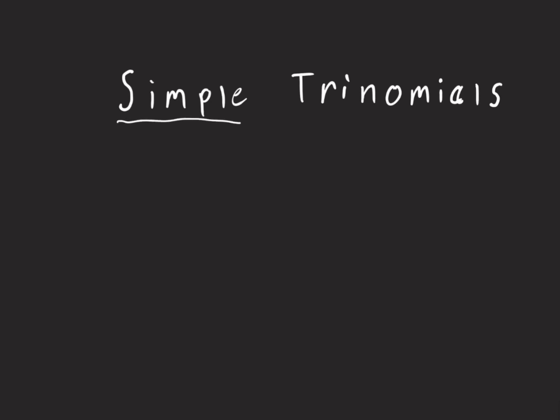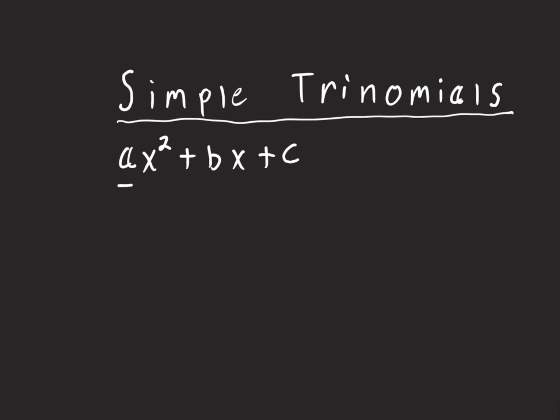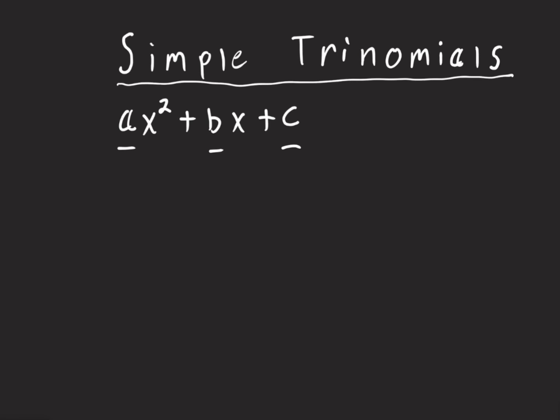So in today's video, we're going to be looking at simple trinomials. Now, a simple trinomial just looks like the following. We're going to have ax squared plus bx plus c, where a, b, and c are coefficients. Now, what makes a simple trinomial special is that our a coefficient must always equal 1. So that's going to be our first rule of simple trinomials, is that a must be 1. Now, b and c can be any number we want them to be.